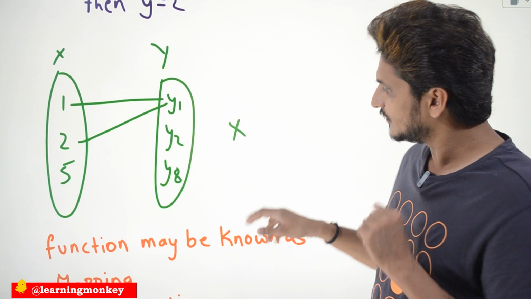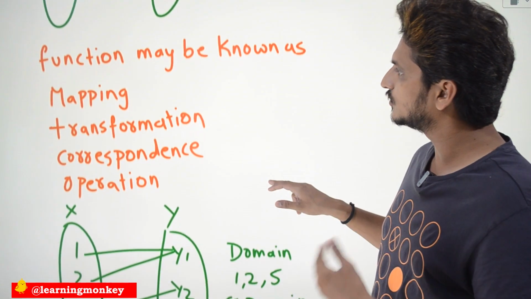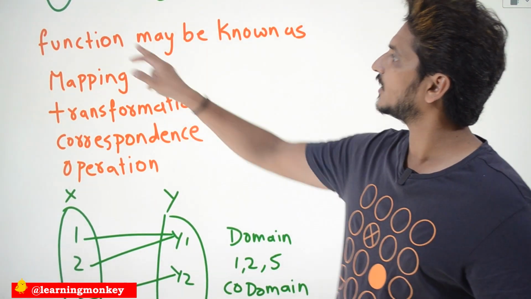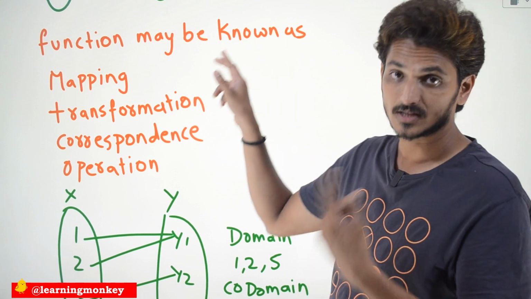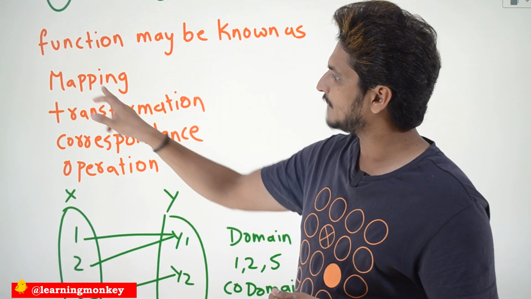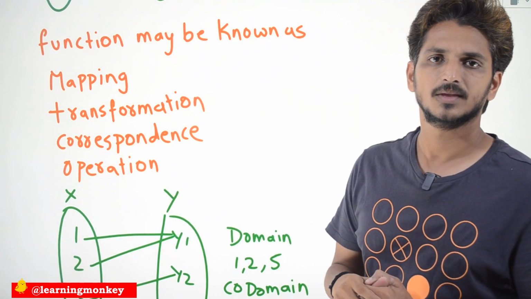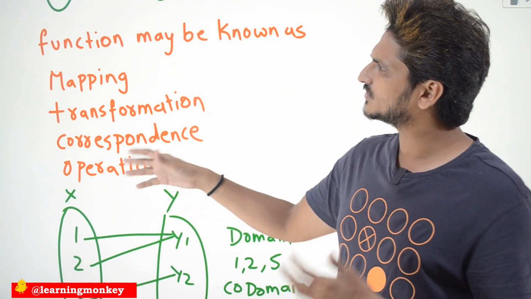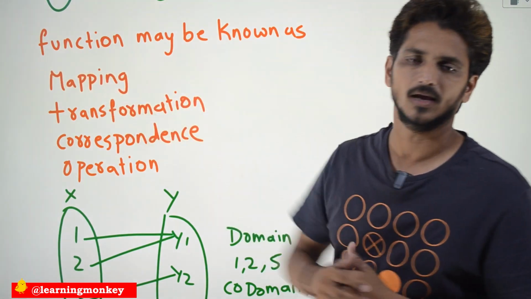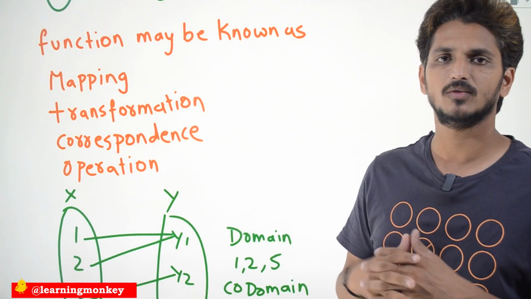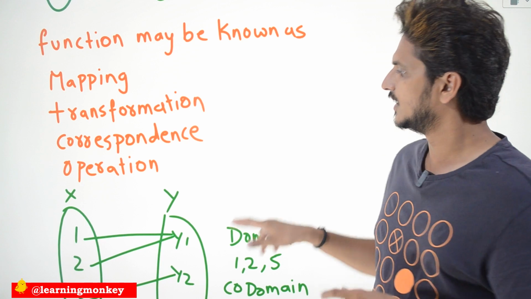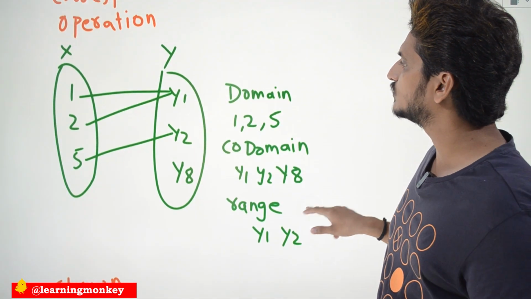So this is the definition of a function. Now we are going to understand a few more definitions. Functions may be known by other names: mapping, transformation, correspondence and operations. But most of the time we are going to use mapping. Function and mapping, we are going to use these words interchangeably. Now the remaining definitions which we are going to understand.